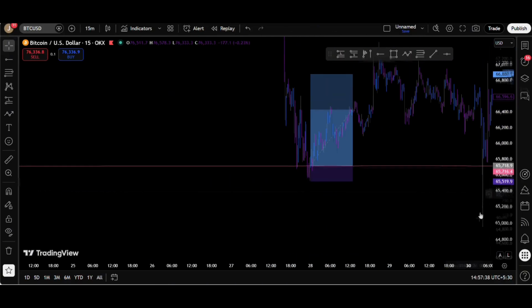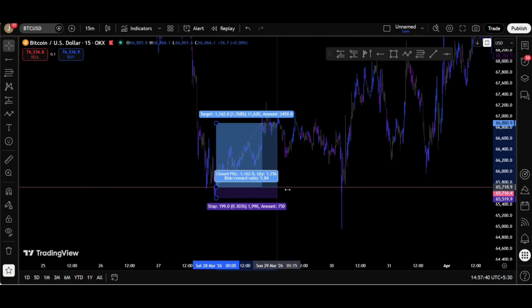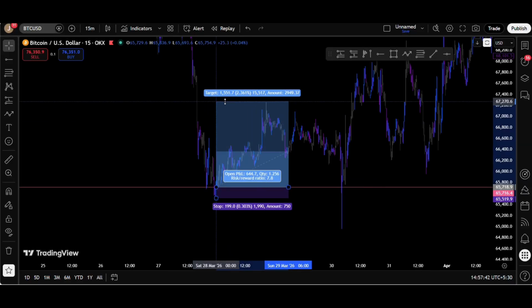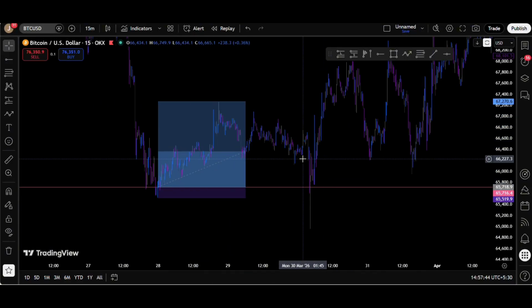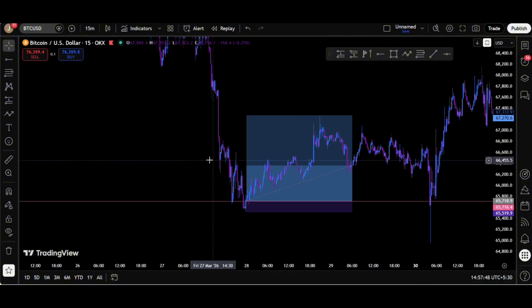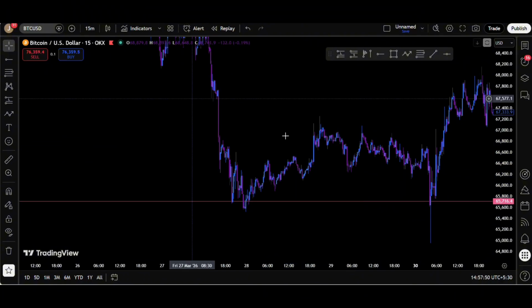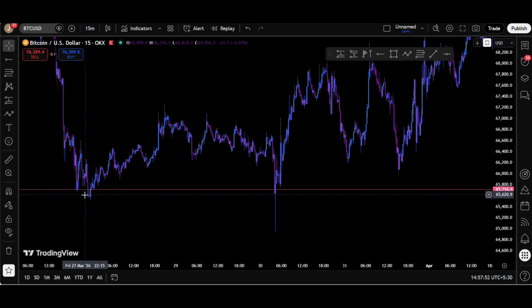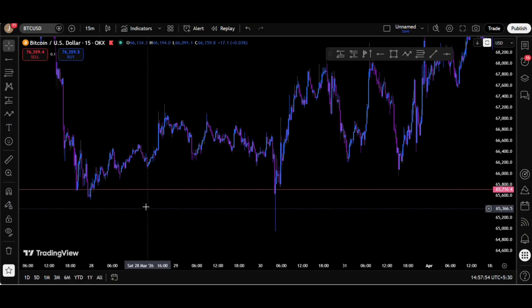And this trade again was a banger. Okay, you can see it gave you how much? 1 to 7.8. If you risked 1% on this trade, you'd be up 7.8% on this trade. Then similarly, after another sweep of this clear low, you saw another setup.